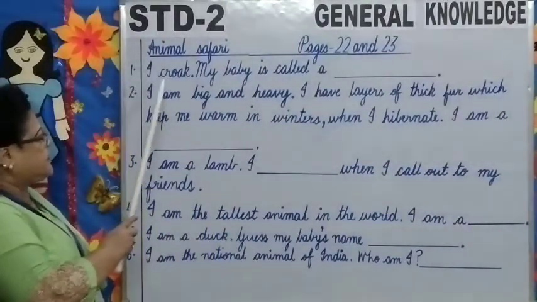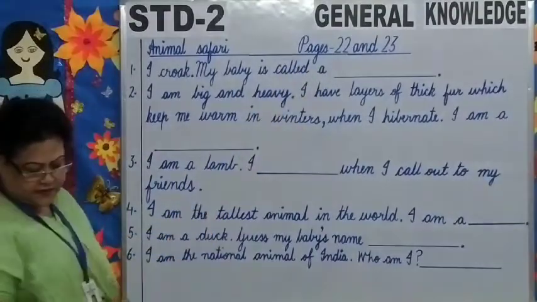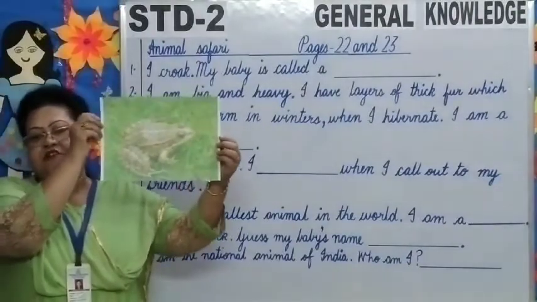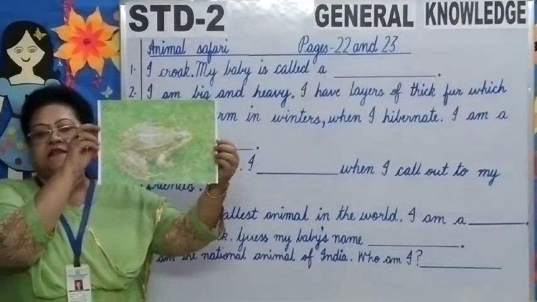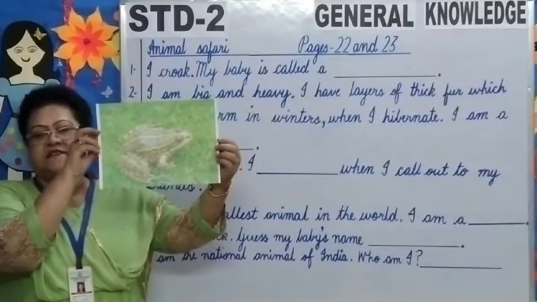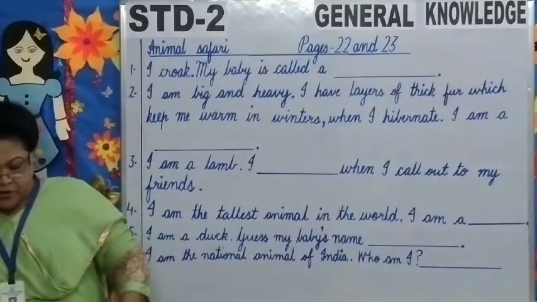Number one, I croak, my baby is called a dash. Look at this picture, children. Can you all recognize it? Yes. This is a picture of a frog. And what is the baby of a frog called? It is called a tadpole.